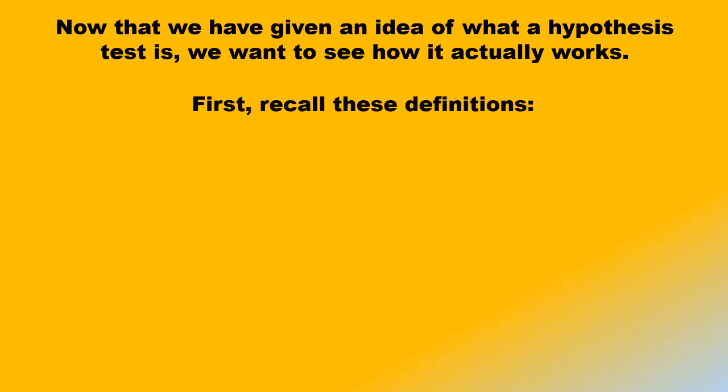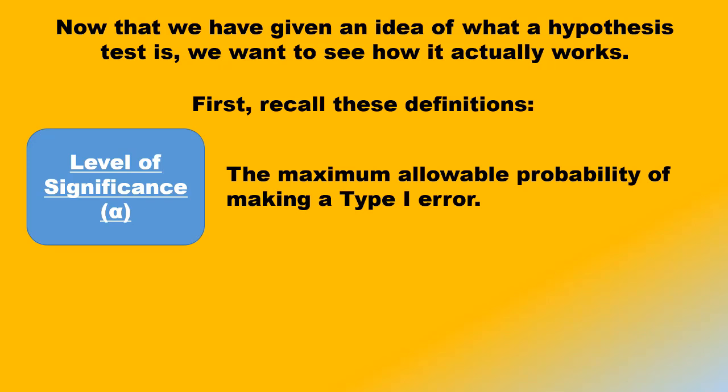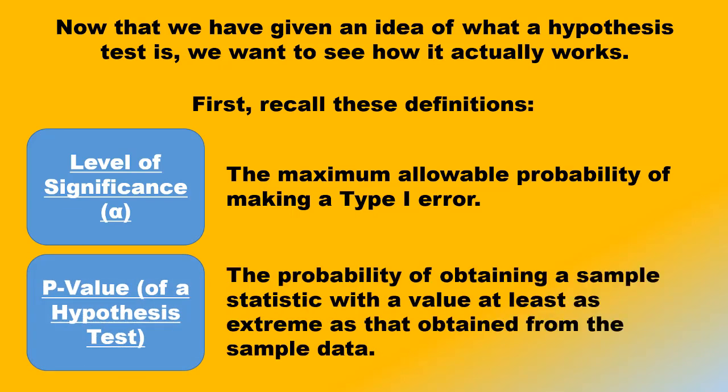So we have some definitions from 7.1 that we want to review again. The first is the level of significance, alpha. And so that's the maximum allowable probability of making a type 1 error. And then the p-value of a hypothesis test is the probability of obtaining a sample statistic with a value at least as extreme as that obtained from the sample data.